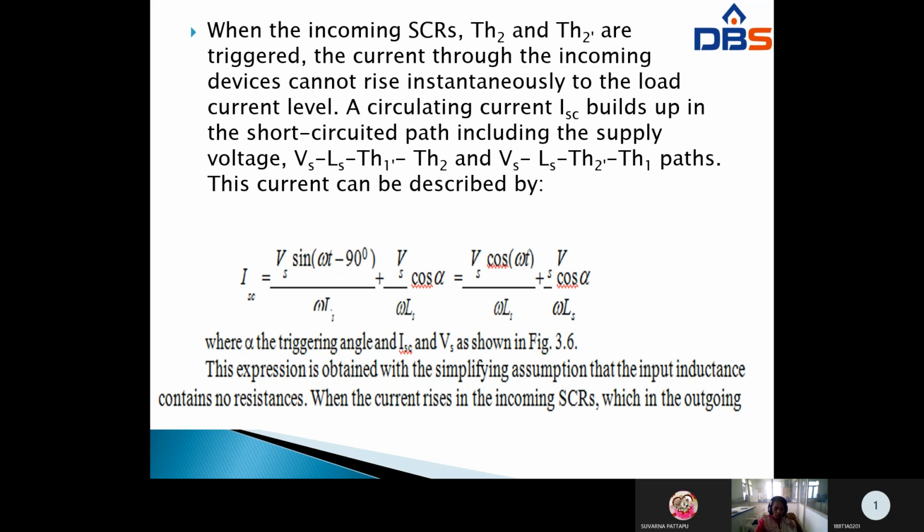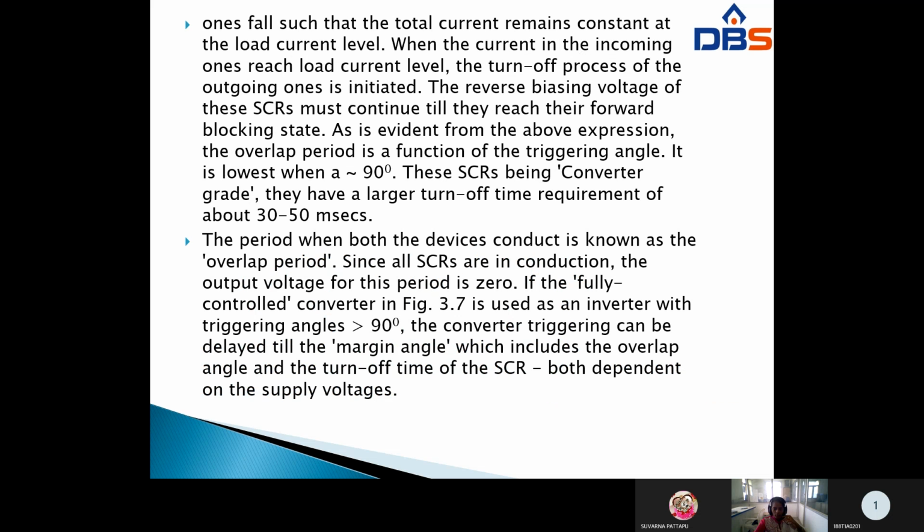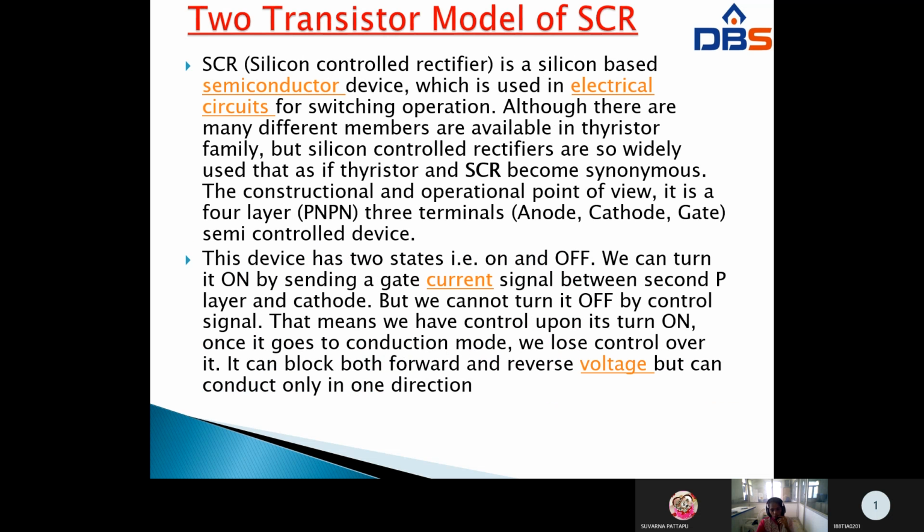Okay, so this is the expression obtained with the simplifying assumption that the input inductance contains no resistance, when the current rises in the incoming SCR and falls in the outgoing one. So this is about the class of commutation. Okay. So next, the two transistor model of SCR. This is another topic.